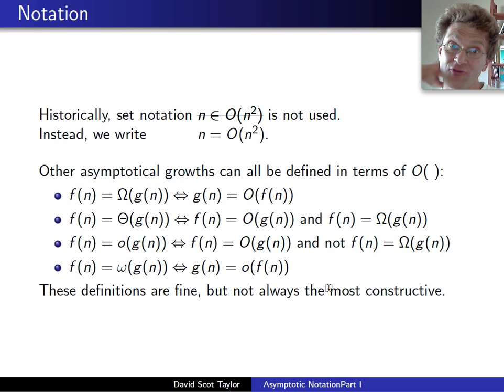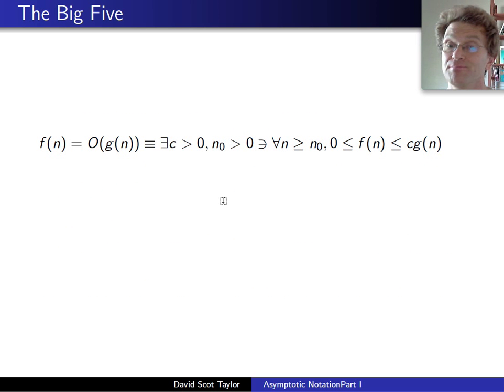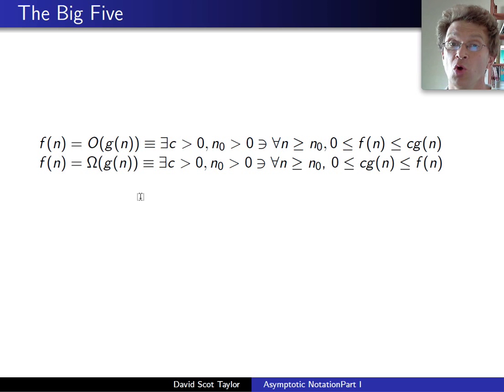Even though you can define all of these in terms of big O notation, really it's probably more constructive to define each of them more mathematically, like we defined big O to begin with, okay? So we had this big O notation. We can give a similar definition for big omega. F of n is big omega of g of n.